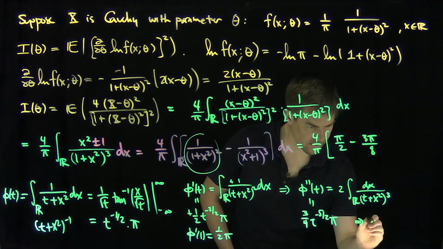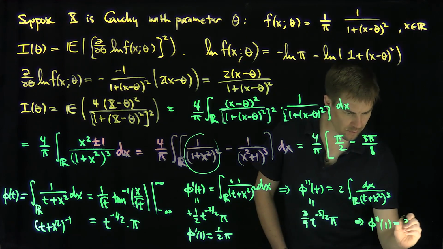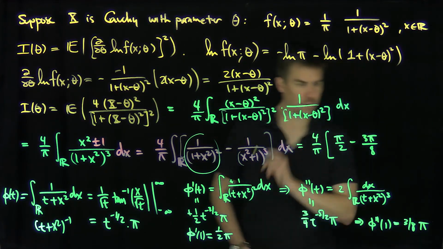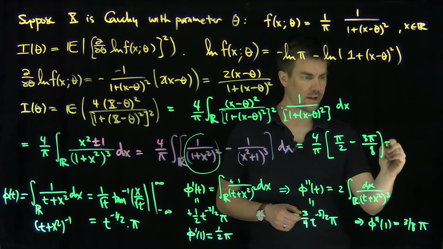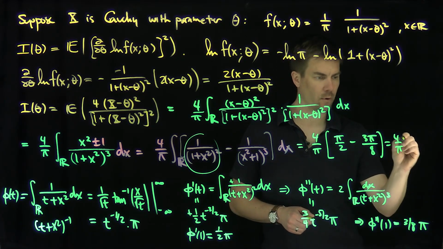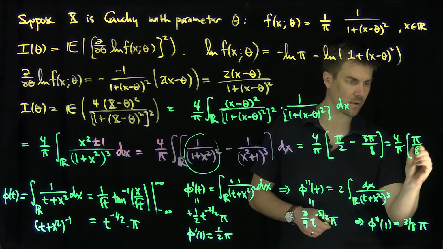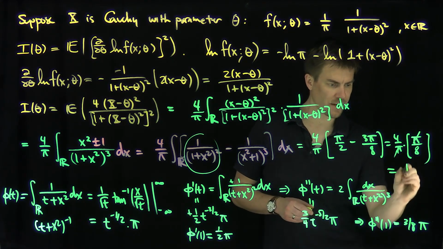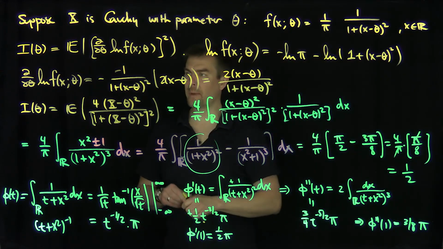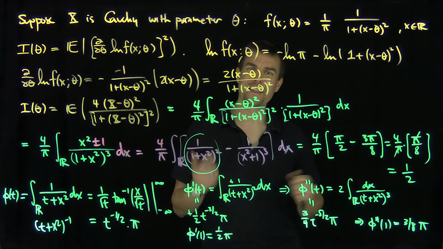So in other words, phi double prime of 1 is going to be equal to 3/8 pi. Beautiful. Of course, now 1/2 is the same as 4/8, so that's 4 over pi times 4/8 minus 3/8, which is pi over 8. So the pi's are going to cancel out, and you're just going to have 1/2. So the information of this parameter theta for the Cauchy distribution is exactly equal to 1/2. Thank you very much.